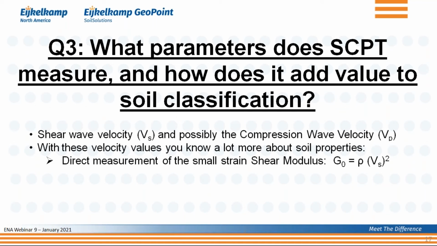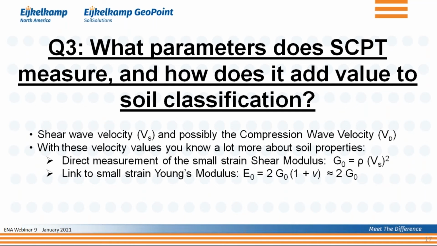The small strain shear modulus, G0, is a direct function of the shear wave velocity. Then you can also come up with the Young's modulus, not exactly just a function of the shear wave velocity, because it's also the Poisson ratio: the Young's modulus is 2 times the shear modulus times 1 plus the Poisson ratio. But the Poisson ratio is about 0.2 or 0.3, so it's roughly twice G0.